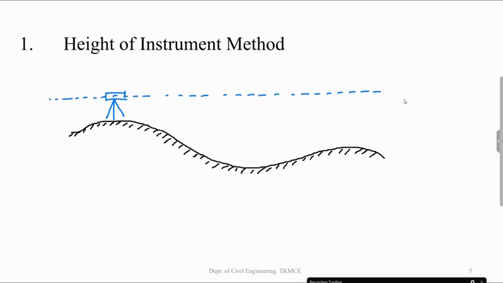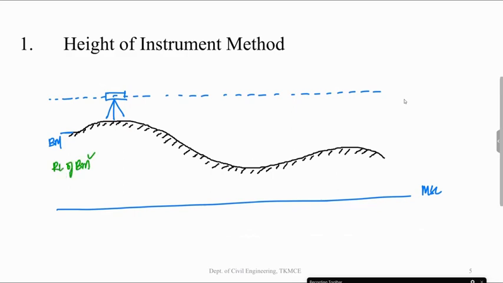That is your datum. Now you have your benchmark. Say this is my benchmark, whose RL is known to you with respect to the mean sea level. So RL of BM is known to you. Now what I do is I will have a leveling staff which is generally 4 meters high. The least count of this is 0.005 meters, or you can say 5 millimeters. So I will place the first instrument over here.